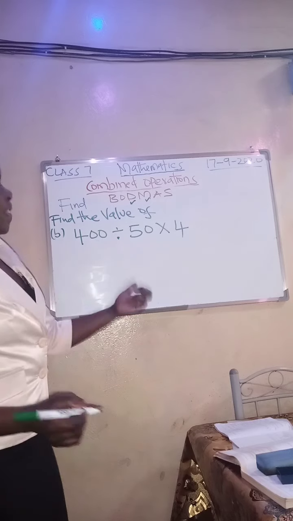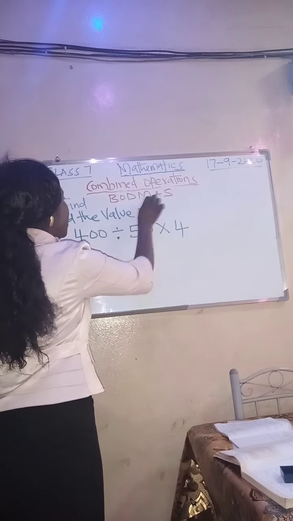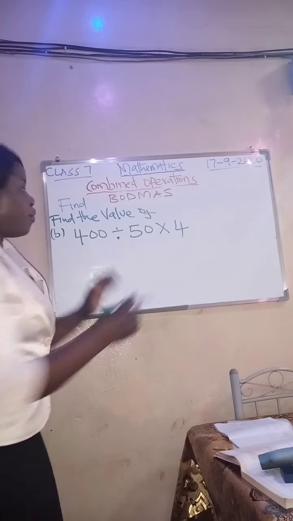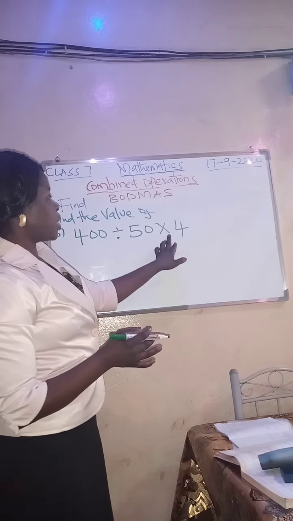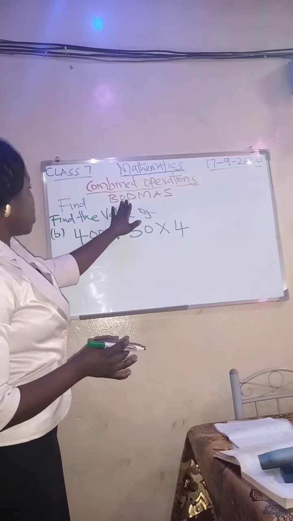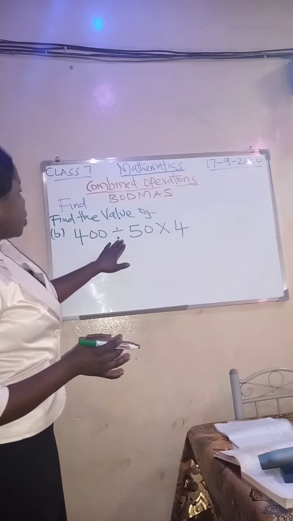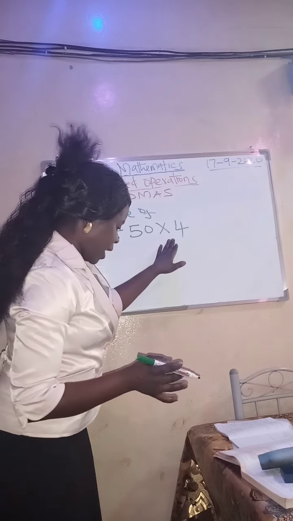Now, the first thing is to look at our BODMAS. Okay? We look at our BODMAS. This is what will help us to get the correct order of calculating this. Now, we have a division here and a multiplication. Is that the correct order? Yes. If I check well, we have brackets, of, division, multiplication. So we are going to divide first, then finally we are going to multiply. Let's see what to do.